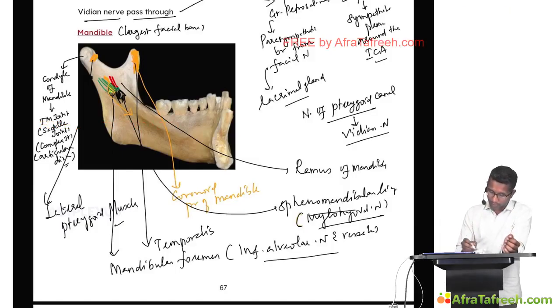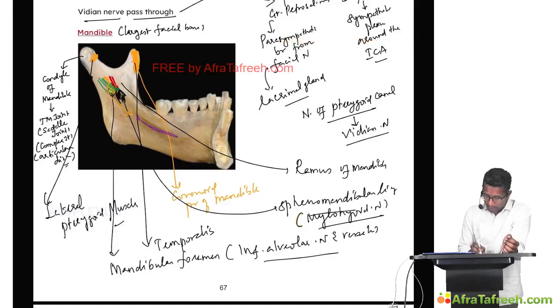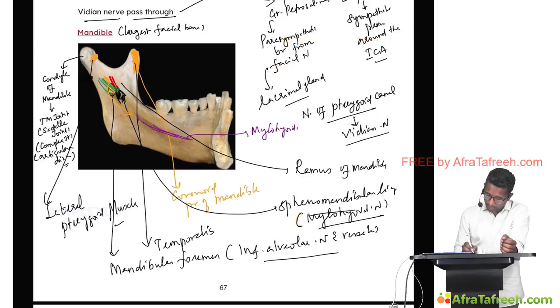And if you see here, you see a faint line. This line is called the mylohyoid line, which gives attachment for the mylohyoid muscle.